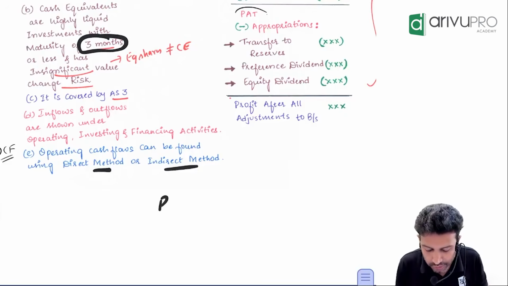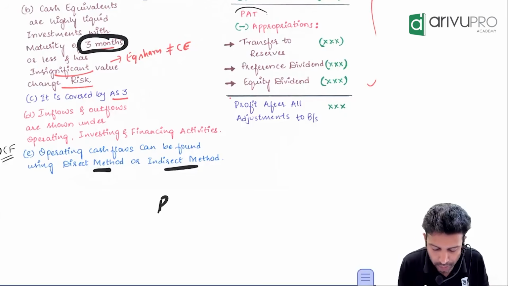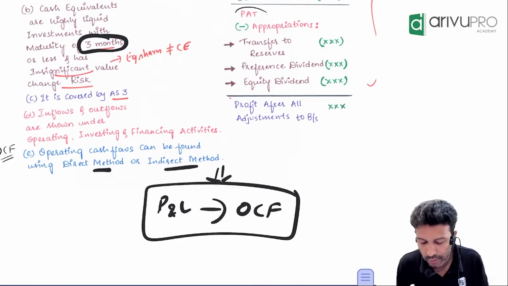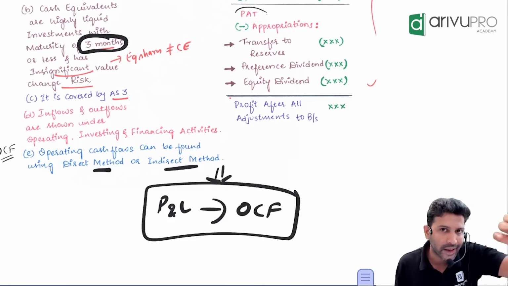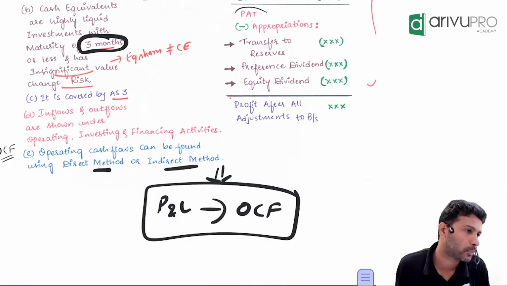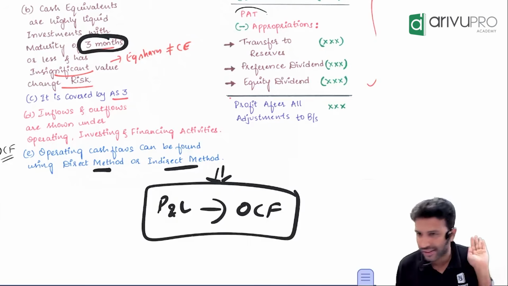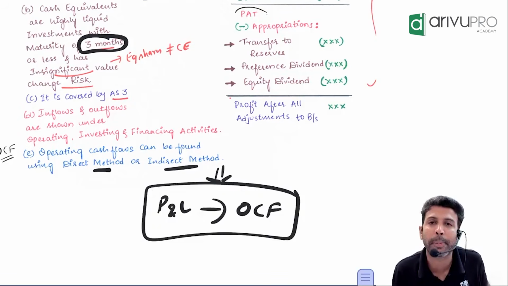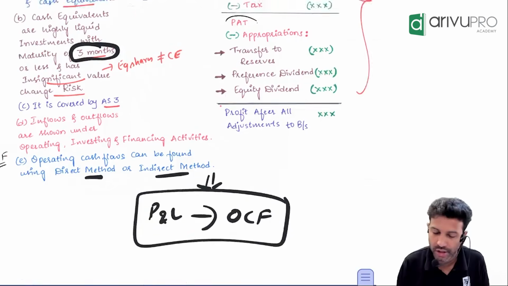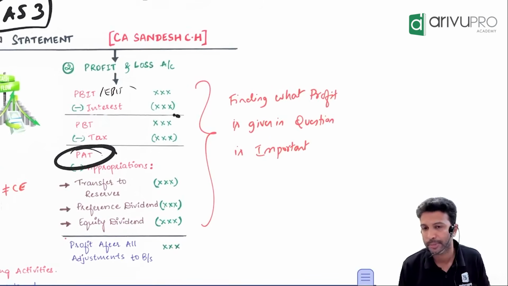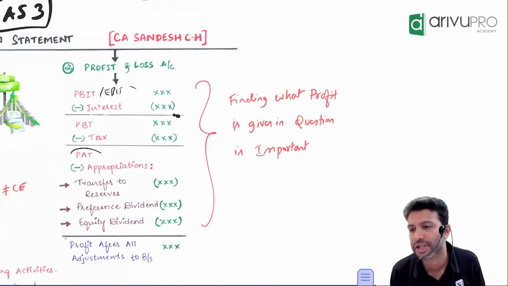Indirect method means from your profit, from your P&L, we are trying to find operating cash flow. That is your indirect method. With the help of the P&L balance, we are trying to find operating cash flow. So it's very important to know which profit is given to you in the question, whether it is PBT, PAT or profit after all adjustments. That will vary from question to question.